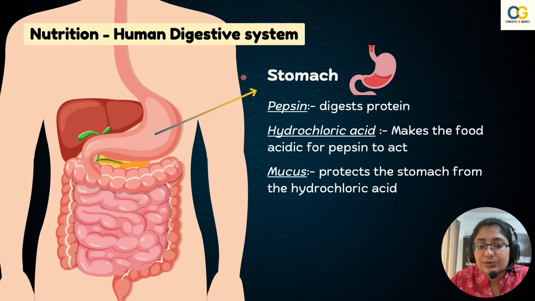Then there is mucus which protects the stomach lining from this hydrochloric acid, because the pH of this acid is almost on the scale of 1, which is very acidic. It can burn anything. So this mucus layer protects the stomach from the hydrochloric acid. And it is necessary because without this hydrochloric acid, pepsin can't act. So pepsin digests protein. And an easy way to remember all the enzymes is that anything that ends with "sin" will digest anything related to protein.